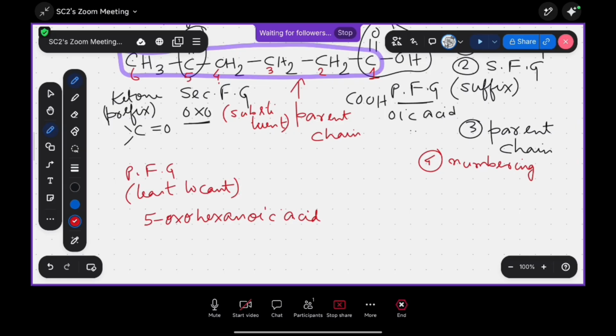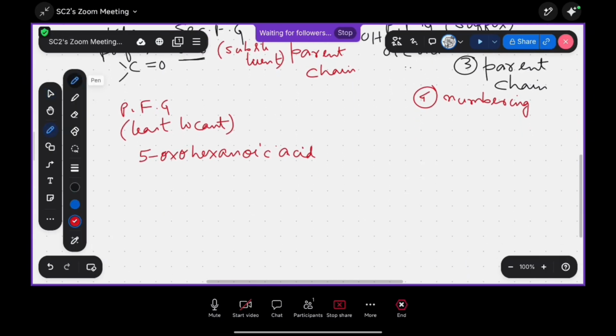(5-oxohexanoic acid). This is the IUPAC nomenclature of the given compound. Let's discuss some more examples so that you get to understand this very clearly. Let's suppose if we take this compound given to you.